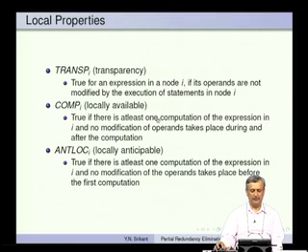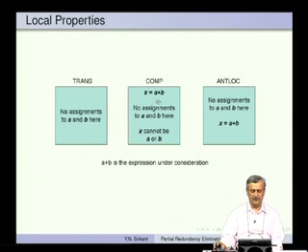What is locally available or locally computed expression, COMP I, that is a property. True if there is at least one computation of the expression in I and no modification of the operands takes place during and after the computation. So, this is the situation x equal to A plus B, and then there are no assignments to A and B after this, and x cannot be A or B, otherwise x is being modified by the assignment itself. So, this is computed, transparency to an expression locally computed. So, after this computation A plus B is available at this point at the output of the basic block.